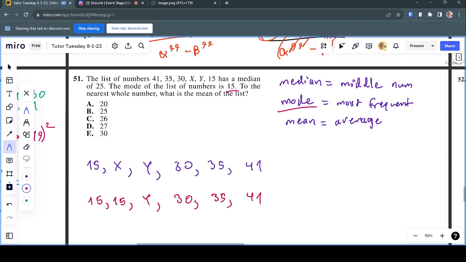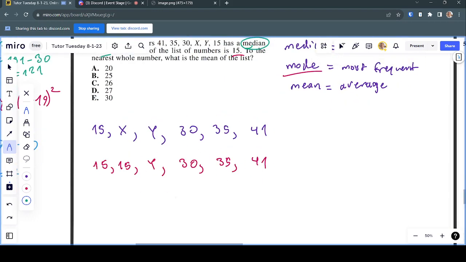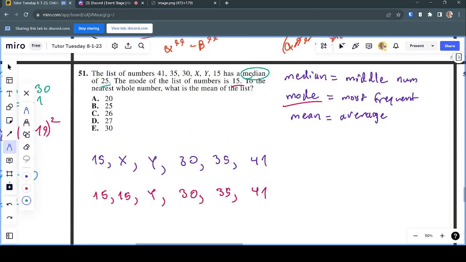And then I know that the median is 25. In a list with an even number of items, the median or the middle number doesn't exist as a single number. You take the average of the two most middle numbers. In an odd numbered list, you would have an exact median, but here I need to take the average, which would mean that y plus 30 divided by 2 would equal 25.